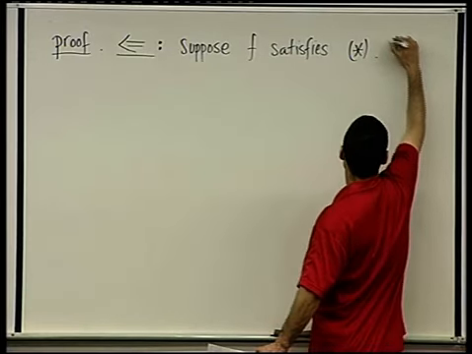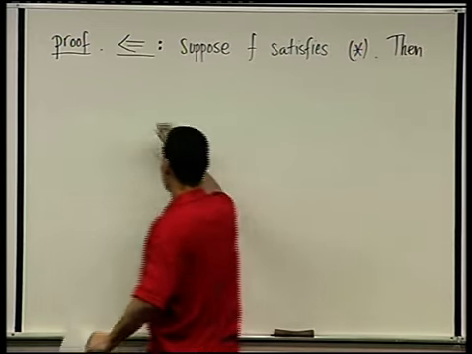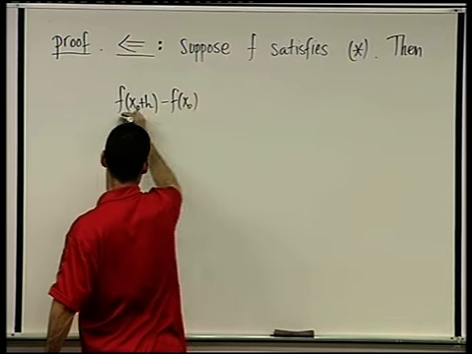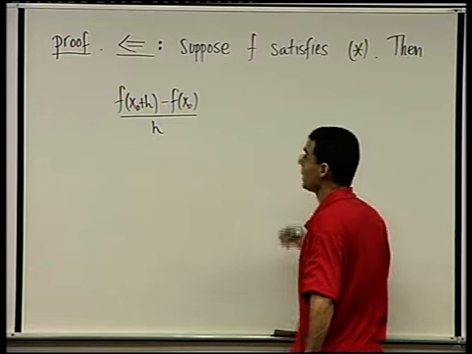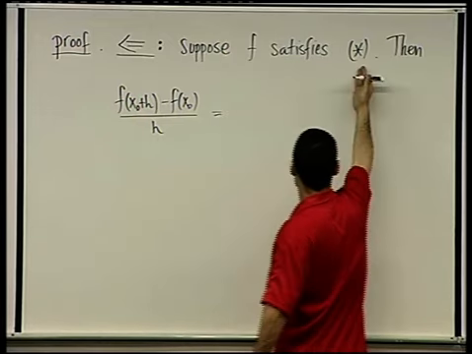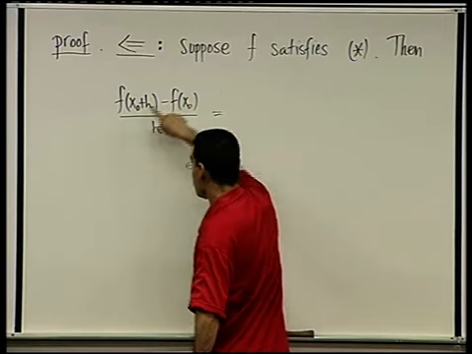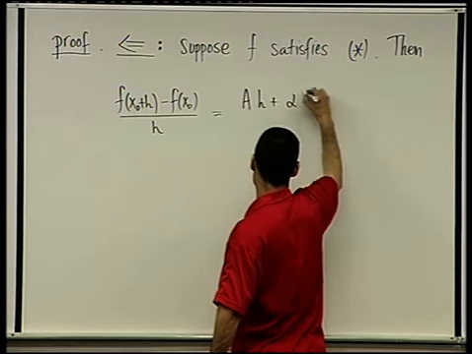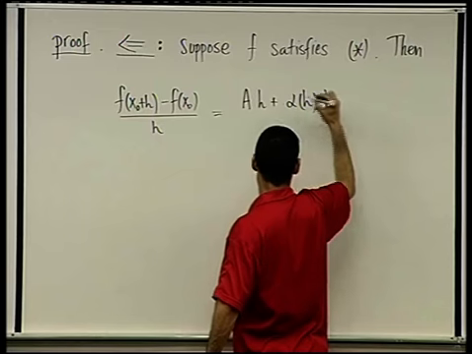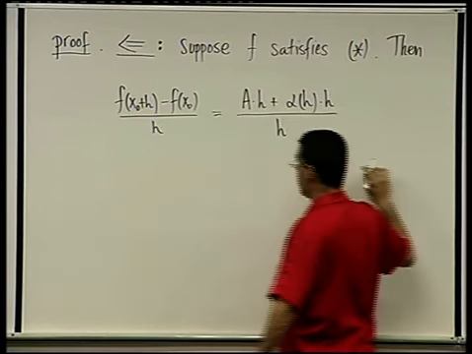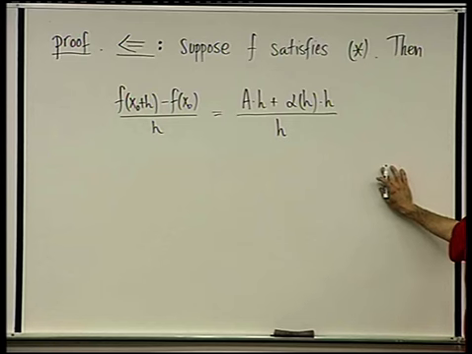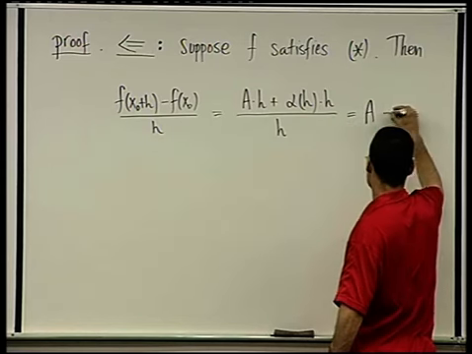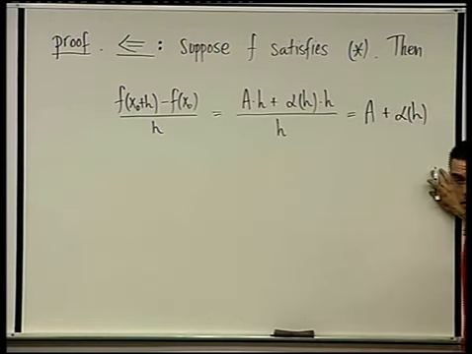Then, what is f at x0 plus h minus f at x0 divided by h? What is this thing? Well, by star, this statement was that I can replace f at x0 plus h minus f at x0 by ah plus some function alpha of h times h, all of this divided by h. That was star, right? This in turn equals a plus alpha of h. Do you agree?